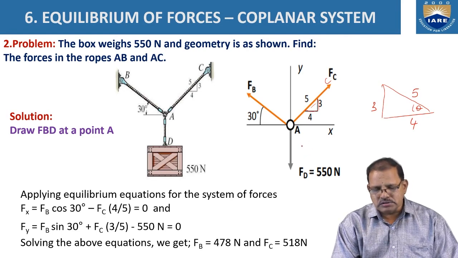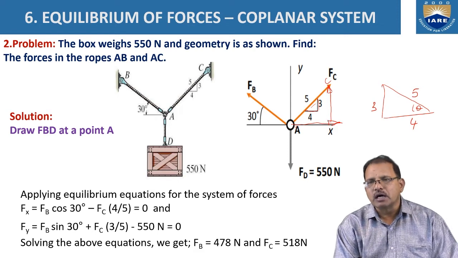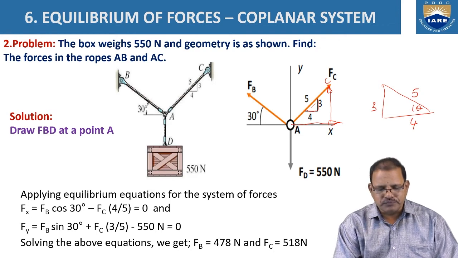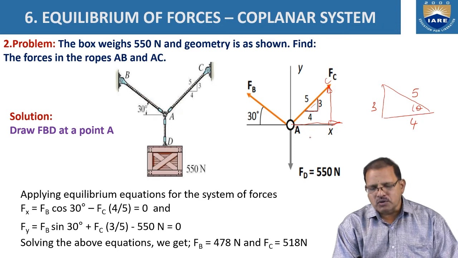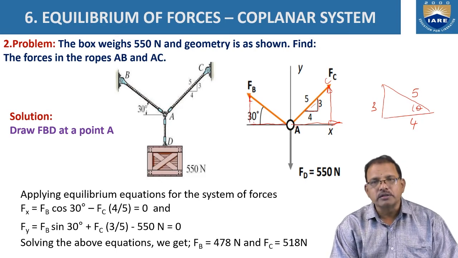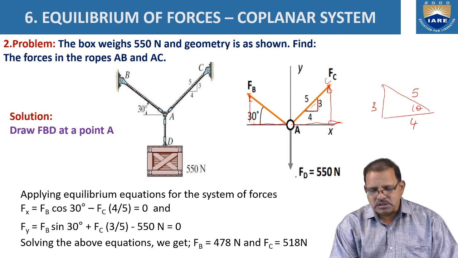Now, for resolving the forces FC and FB, we take a horizontal line and a vertical line from A. This vertical line is moving in the upward direction, the horizontal line moving towards the right side. These two components are treated as positive. Similarly, the force FB is resolved in two components. The horizontal component is moving towards the left side and the vertical component is moving upward. Hence, the vertical component is positive and the horizontal component is negative. The weight is acting downward, hence it is treated as negative.